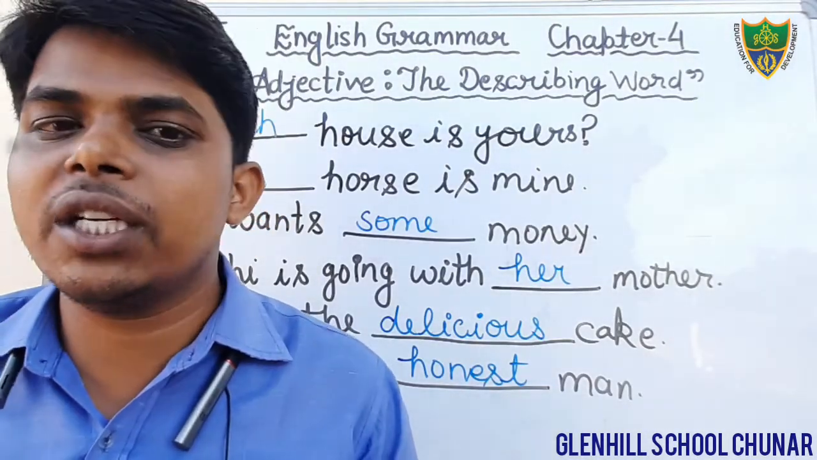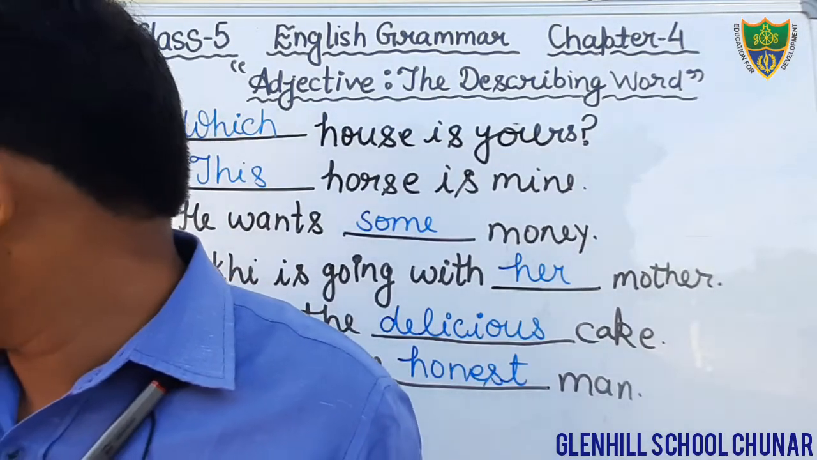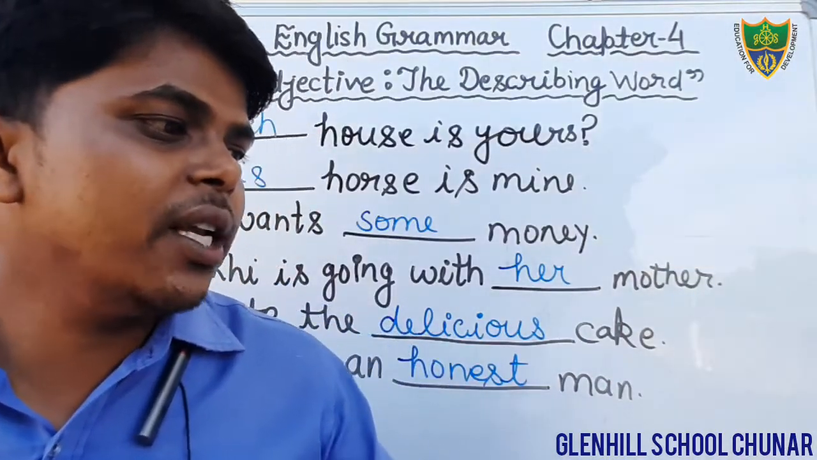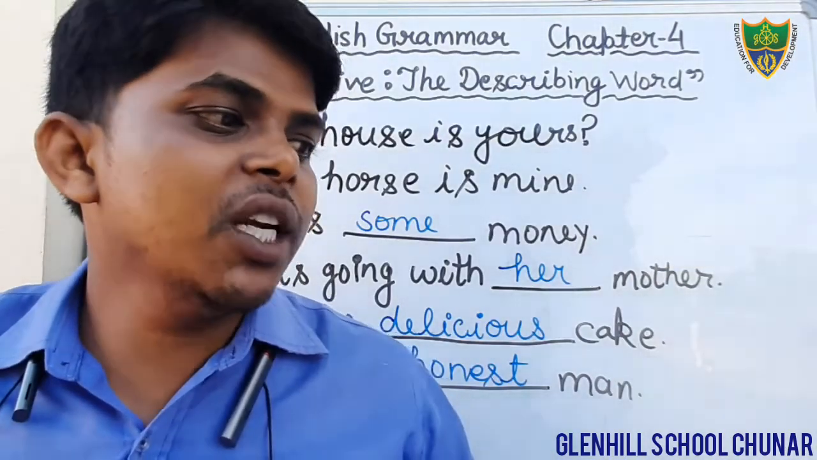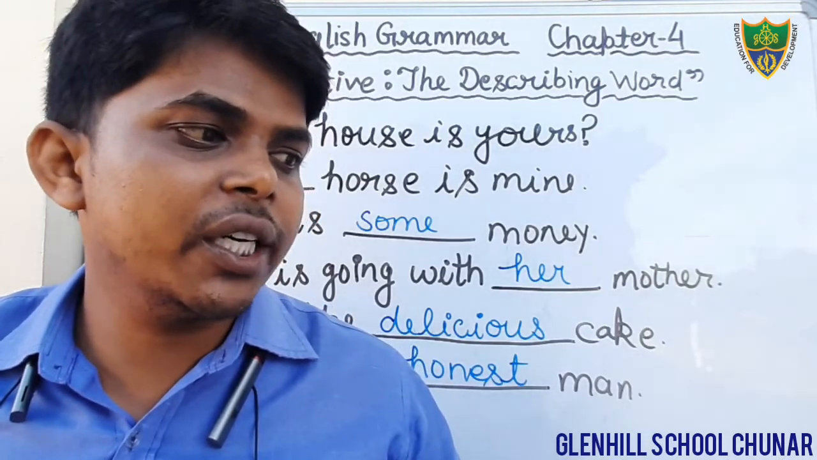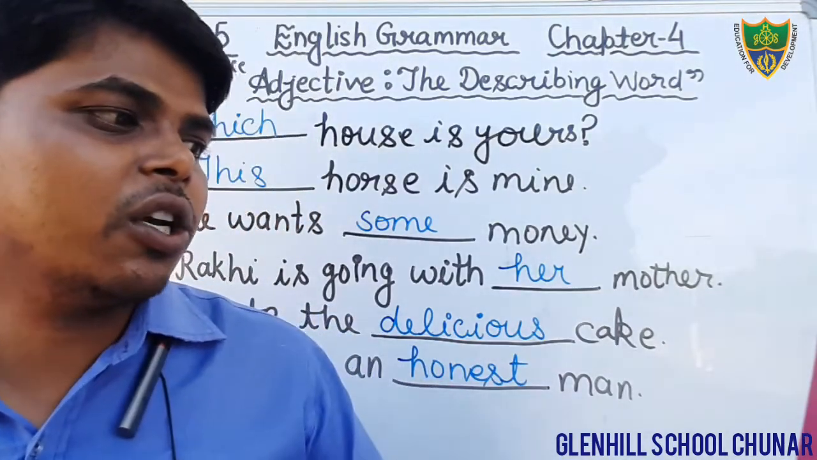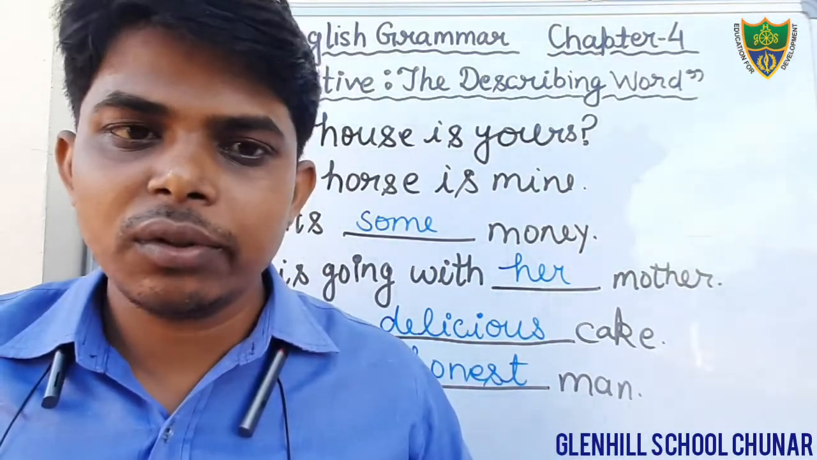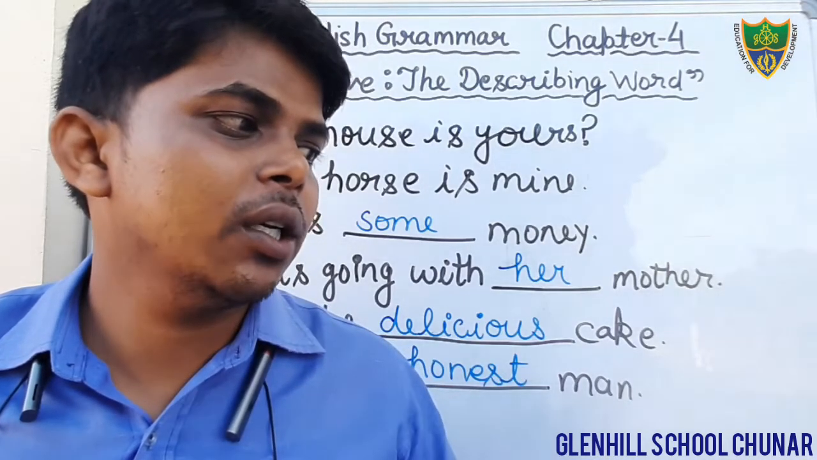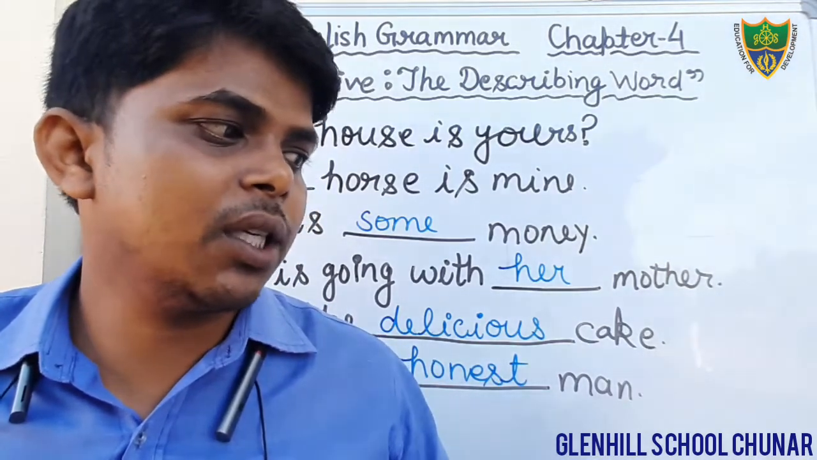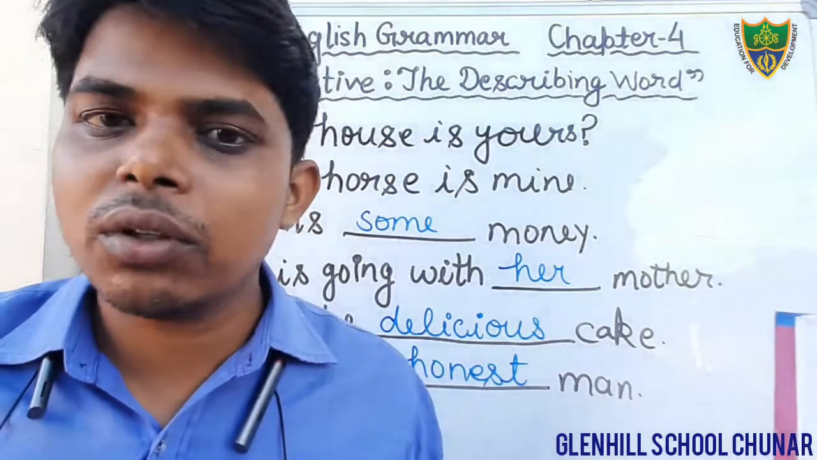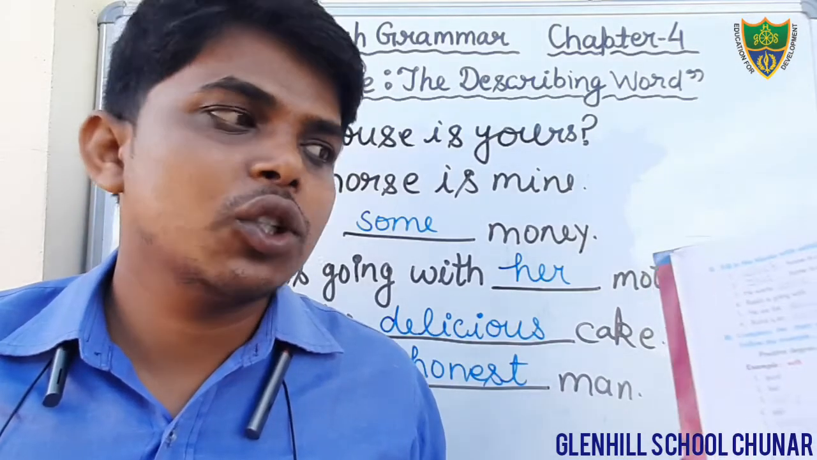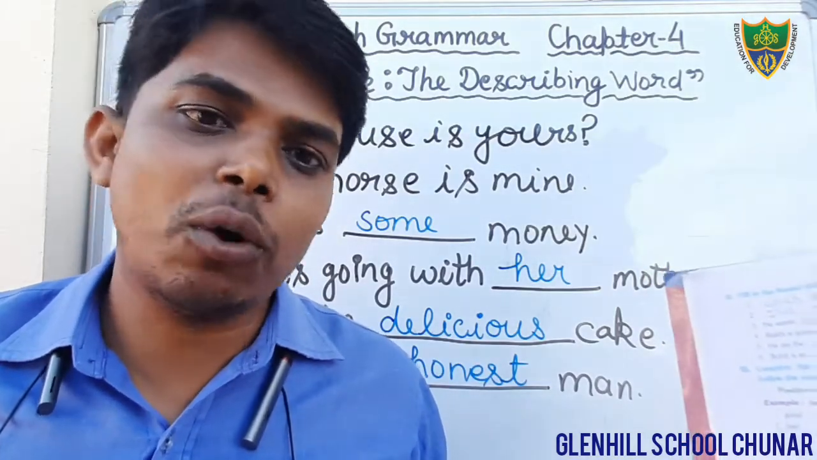Now we will do exercise number 3. What is this exercise number 3? Just see here, students. Complete the chart. There is a chart: positive degree, comparative degree and superlative degree. There are also blanks that you have to fill. Complete the chart with positive, comparative and superlative degree and follow the examples. The first example is given here. Soft is the positive degree, softer is the comparative degree and the superlative degree will be softest.